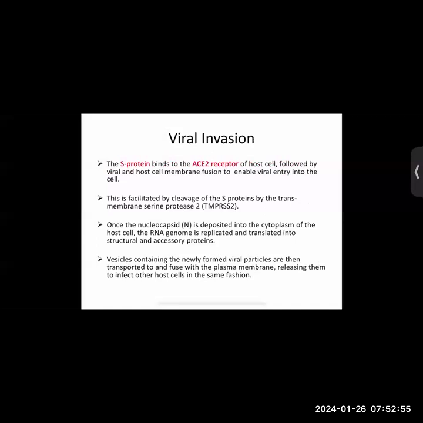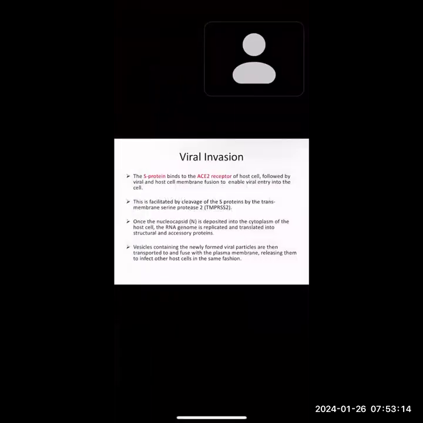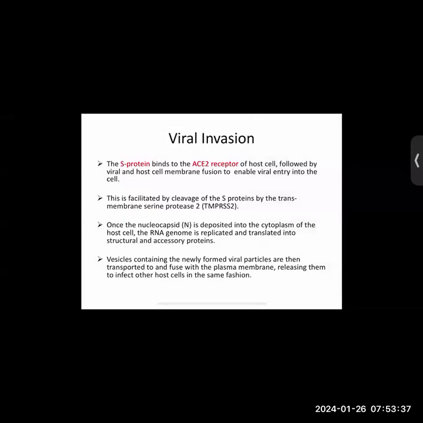Now, okay, I've talked about this. Now, after the attachment of the S protein to the ACE2 receptor, now there's a particular protease which is called the transmembrane serine protease 2, which actually helps to cleave the S protein, and then the nucleocapsid protein is actually deposited into the cytoplasm of the host cell, and through that the RNA, genetic makeup now begins replication, and then translation, replication in the host cells, and later on now causes release of these viruses that have been multiplied.